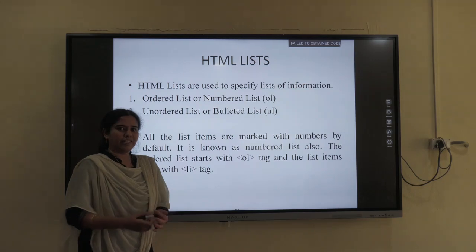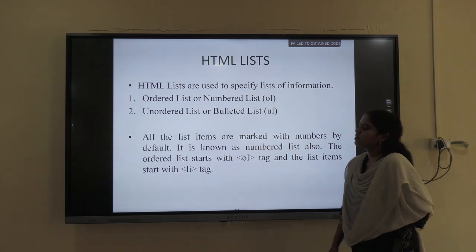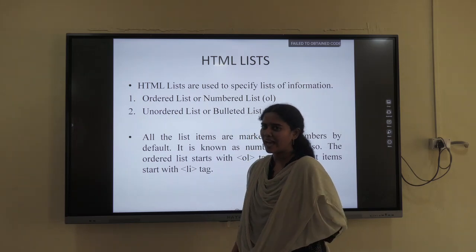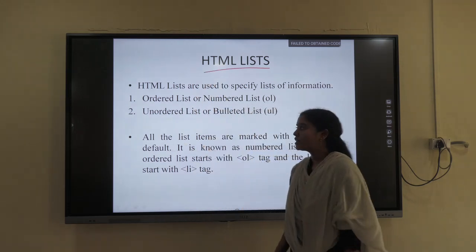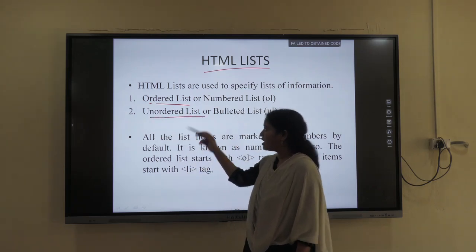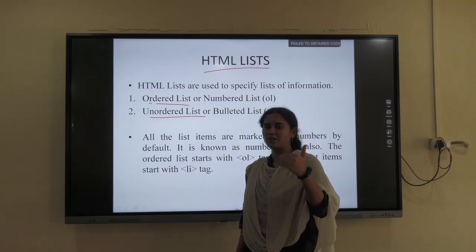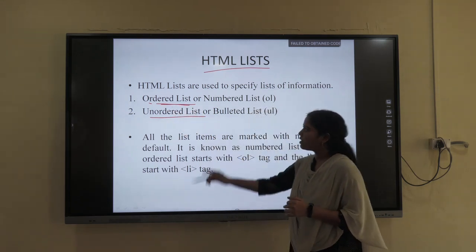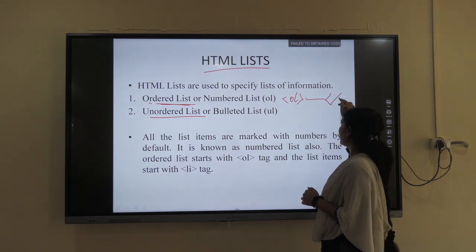Right. The next topic is about lists. In order to present information in the form of lists, we have a special tag called HTML lists. There are two different types of lists in HTML. One is the ordered list and the second one is the unordered list. If you want an ordered list, 1, 2, 3, 4, 5, then you go with the ordered list. The tag that we use for an ordered list is OL, and closing of the OL tag.